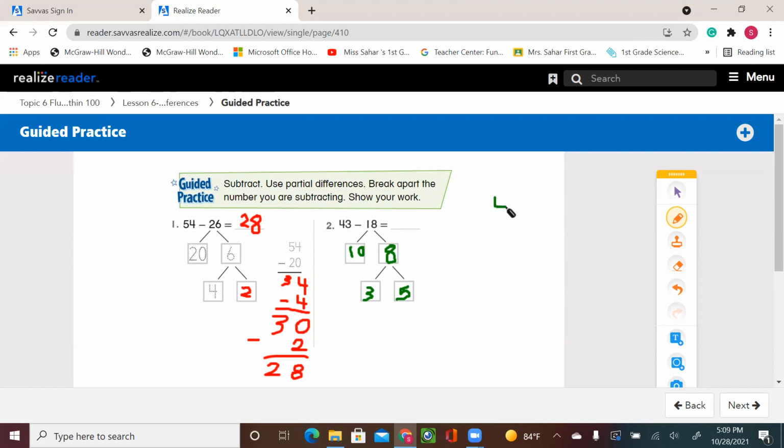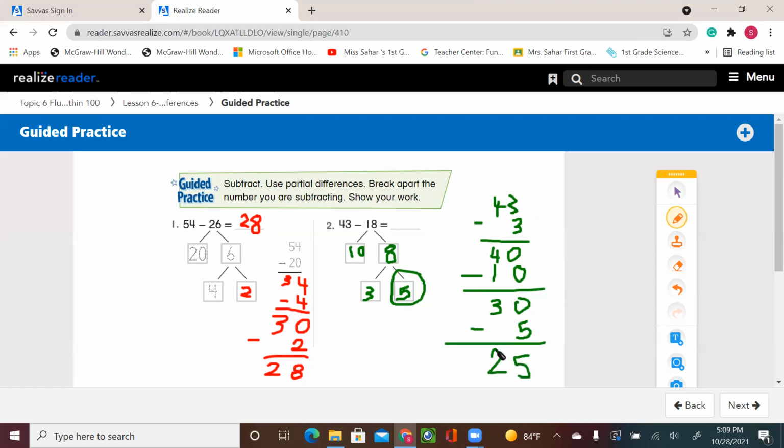So 43 minus 3, total 40. Okay, now I have the tens. I didn't forget yet. Taking away my 10. So take away the 10, I have it in 18, equals 30. And then I still have 5 ones from the 8. So minus 5 equals 25. So 43 minus 18 equals 25.